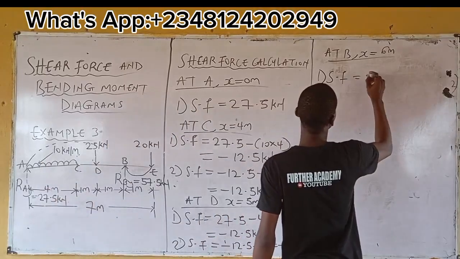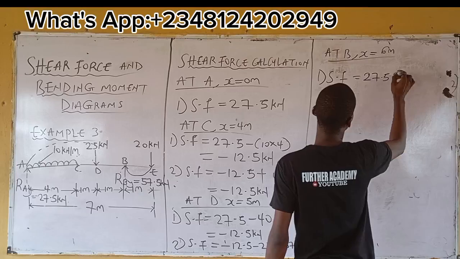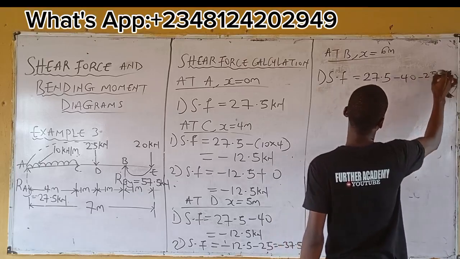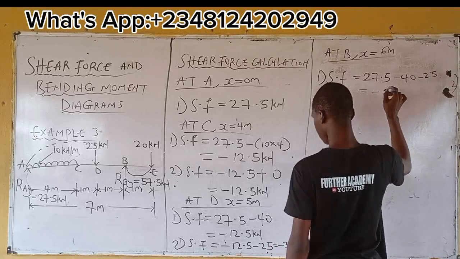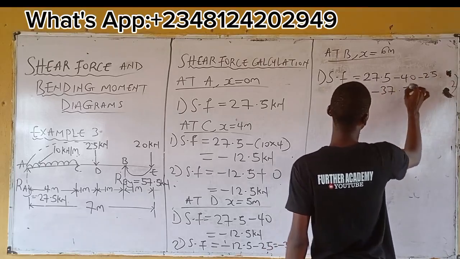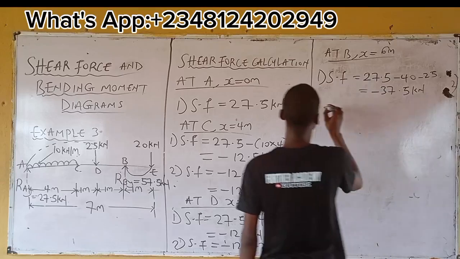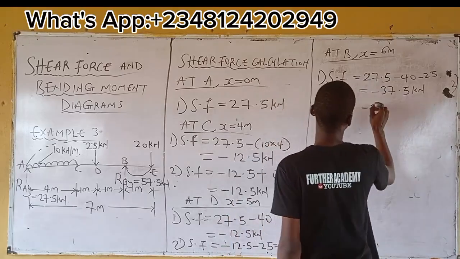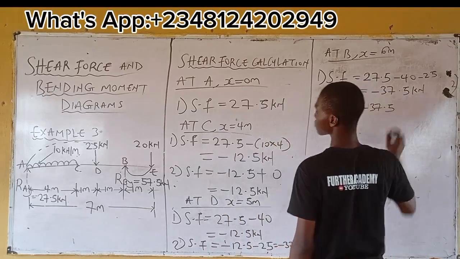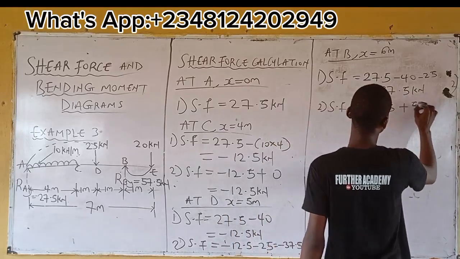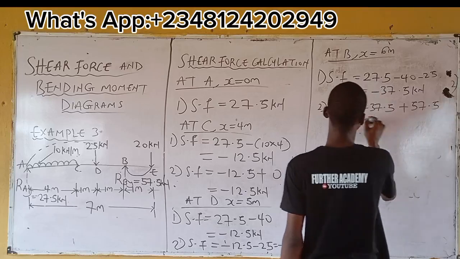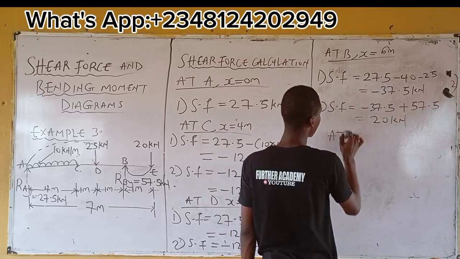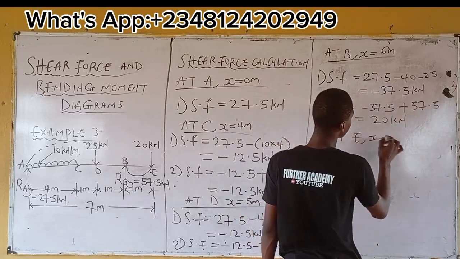I have 27.5 minus 40 minus 25, which is still what? Minus 37.5 kilonewton. The second value becomes what? Minus 37.5 plus 57.5. This is what? 20 kilonewton. The next point at E, what's the value of x?